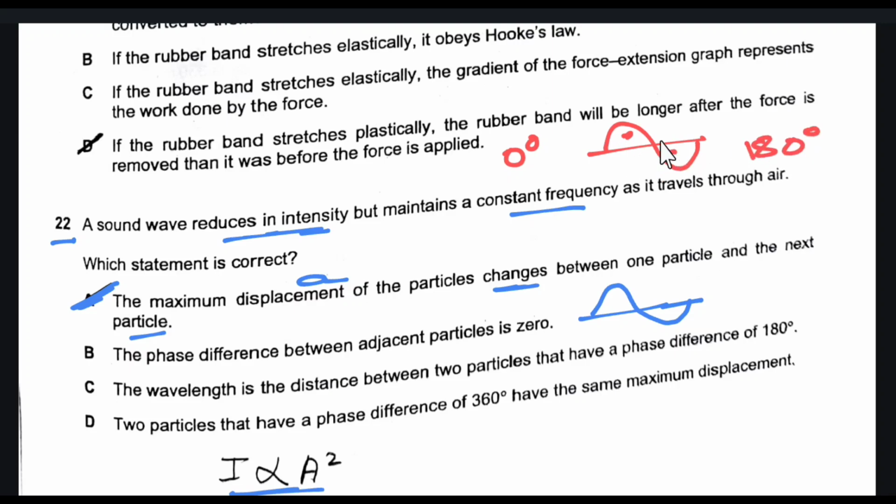That means these are out of phase. But between 2 nodes, these 2 particles are in phase. That means they have a phase difference of 0 degrees, and these 2 points have a phase difference of 180 degrees. This is only for a stationary wave, but since we are discussing sound, this statement is wrong, that the phase difference between adjacent particles is 0.